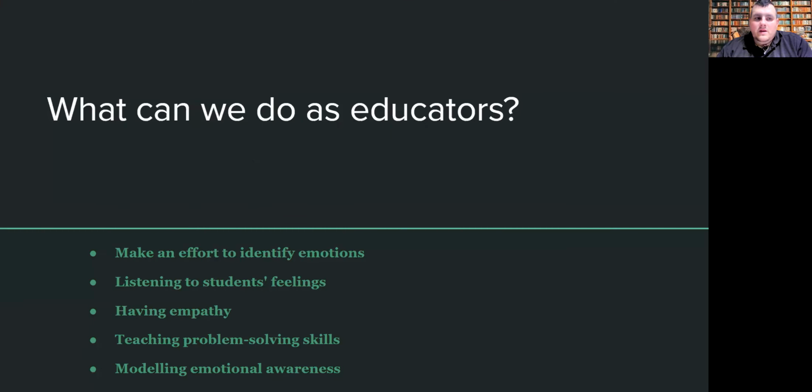As educators, we can keep pushing for this. So what can we do as educators? What specifically can we do in our classrooms? We have to make an effort to identify emotions that students are having on a regular basis. We have to be able to determine which students are struggling, which students are having a bad day, which students are having a great day.